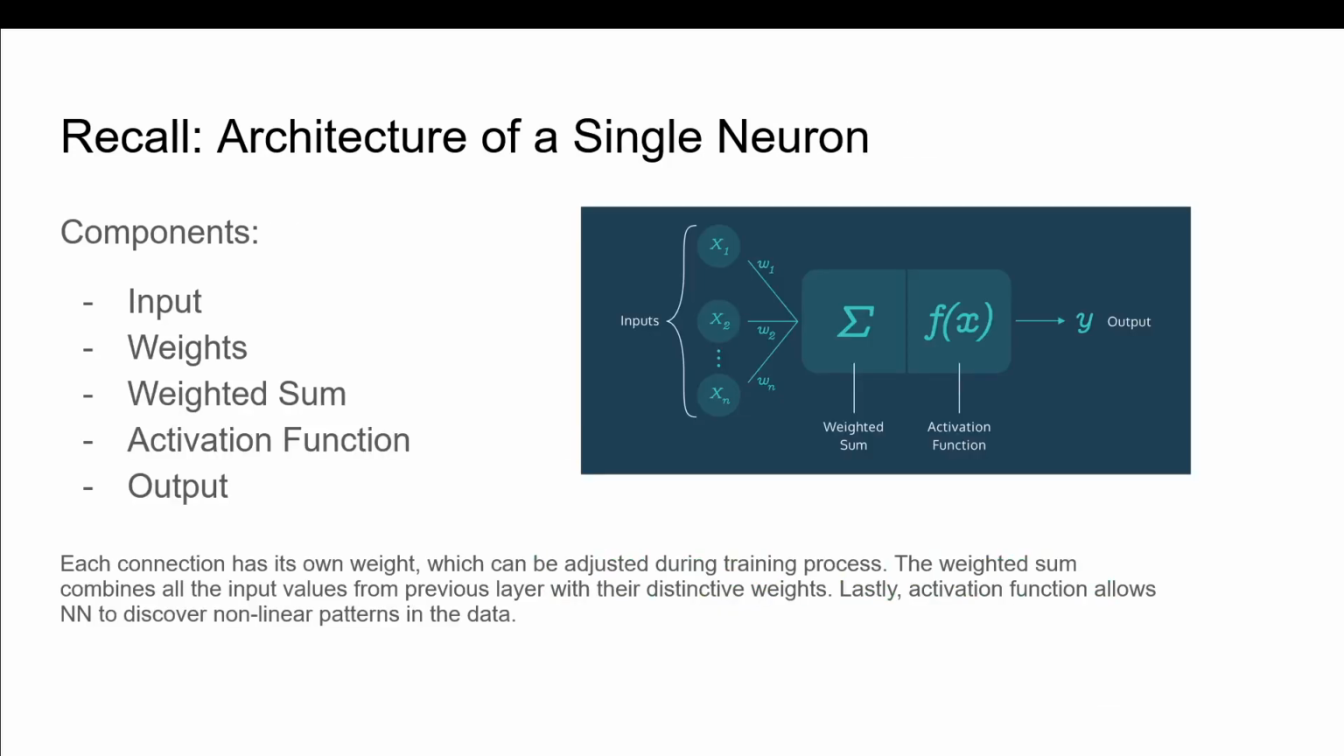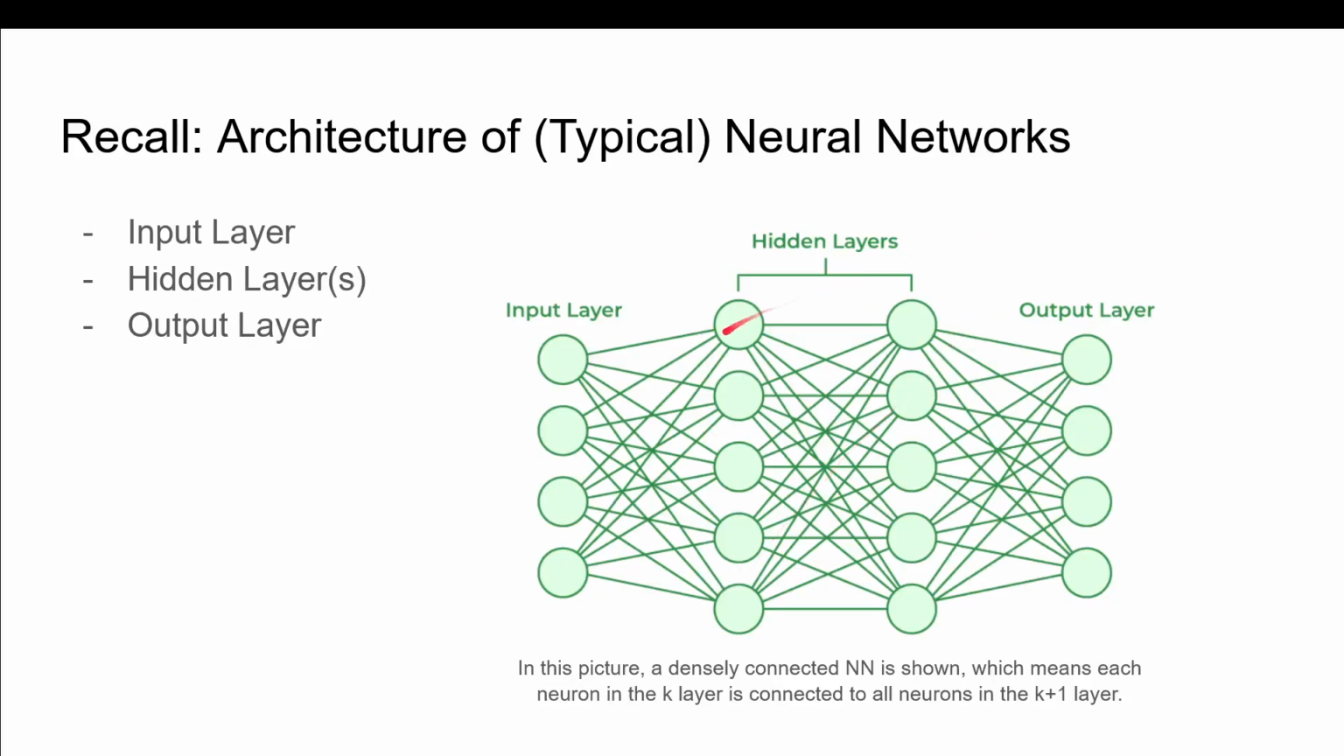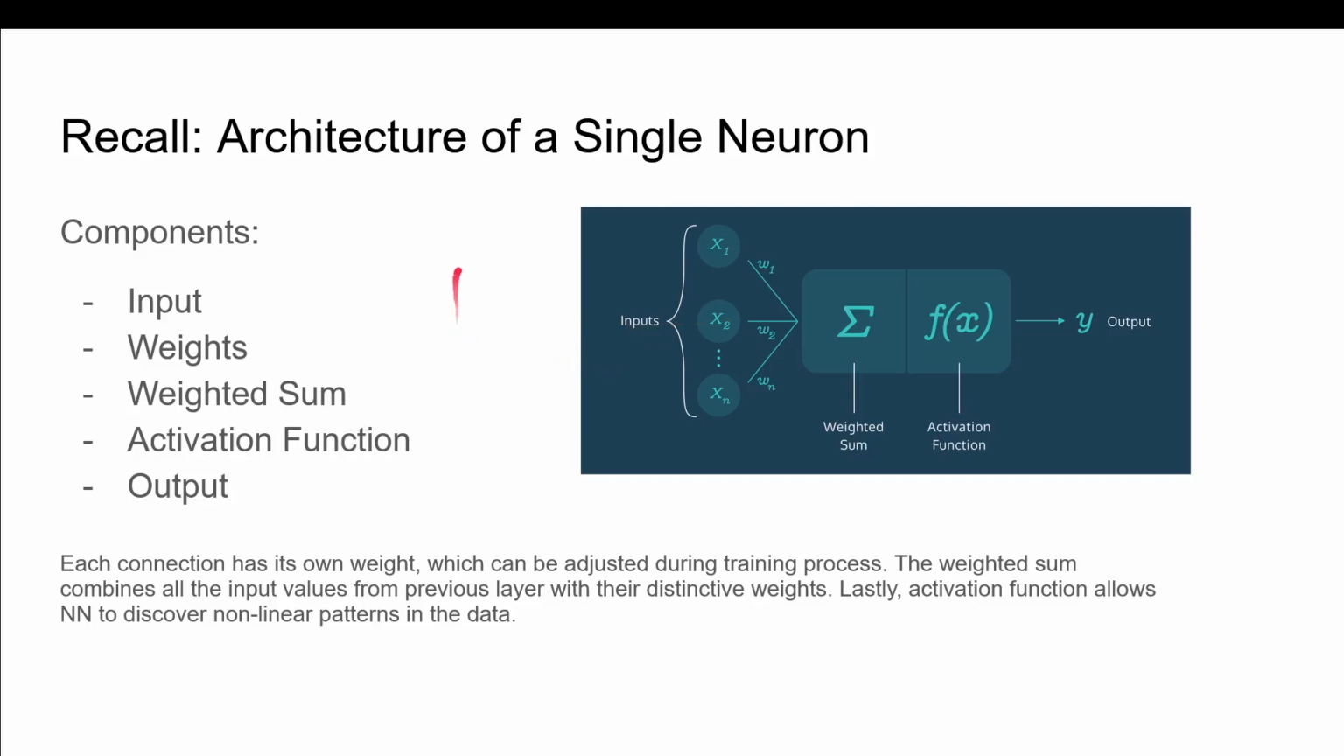The next one we are going to talk about is the architecture of a single neuron. What computation occurs in this one neuron? There are several components of this single neuron: the input, the weighted sum, the activation function, and the output. Each connection to this neuron has its own weight. This W1, W2, and Wn are the weights that I'm talking about. And these weights can be adjusted during the training process.